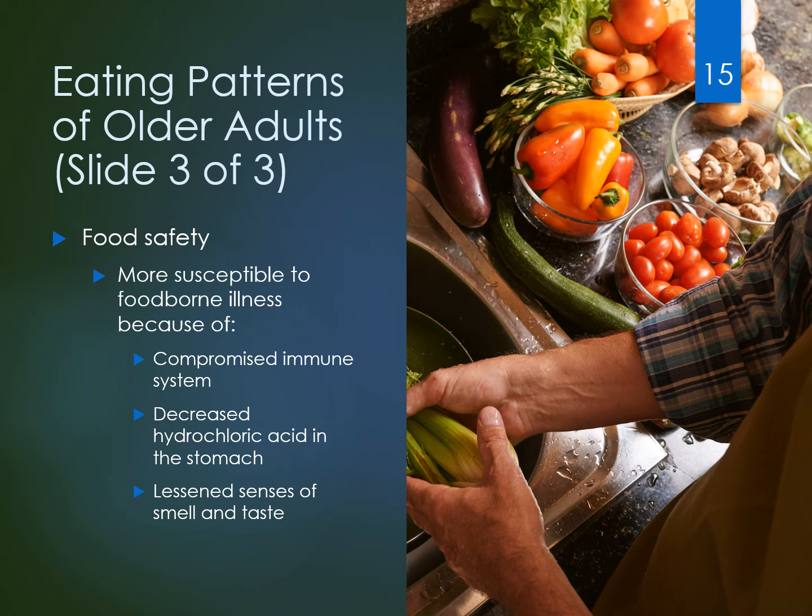This can lead to something called SIBO, which is like a bacterial infection of your small intestine, and that can be pretty horrible. And then lessened senses of smell and taste. So, if they aren't able to smell or taste, then they might eat something that isn't quite as fresh. They might have bread and not notice that it has mold on it or something like that. So older adults are a little bit more susceptible to food poisoning than younger adults.